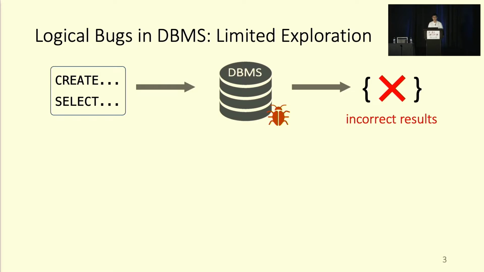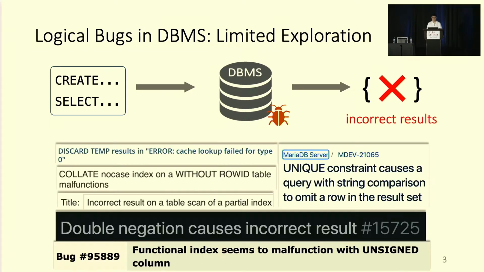However, little attention has been applied to detect logical bugs in the DBMS. Logical bugs are incorrect code logic that will make the DBMS return incorrect results. There are multiple logical bugs reported in recent years. Many of them could potentially lead to severe outcomes.